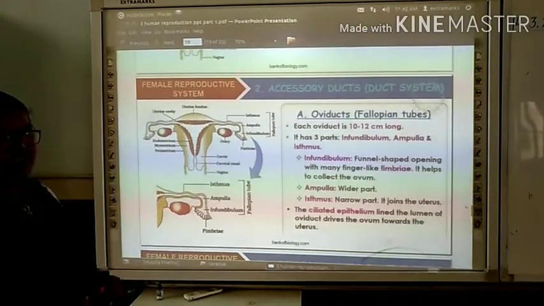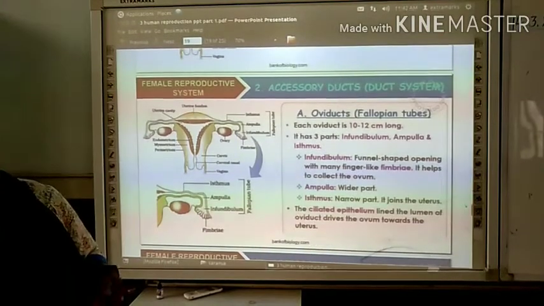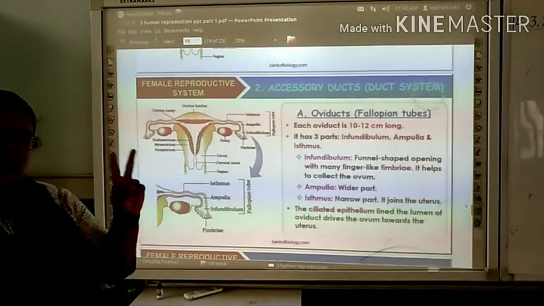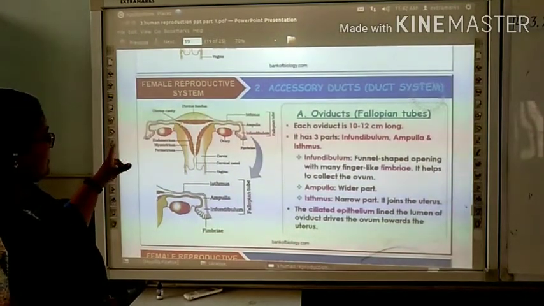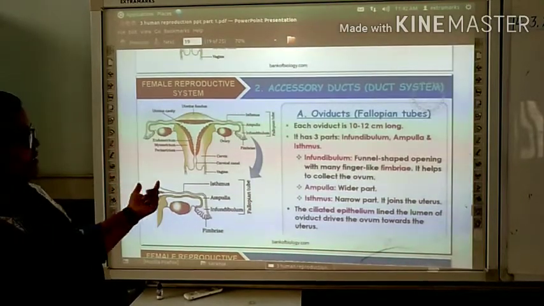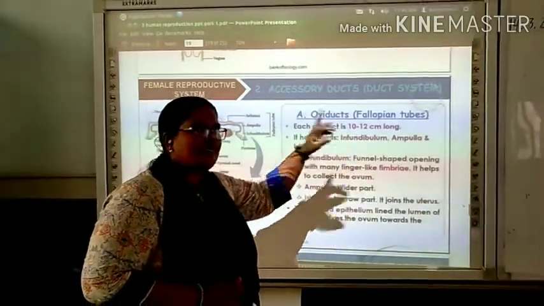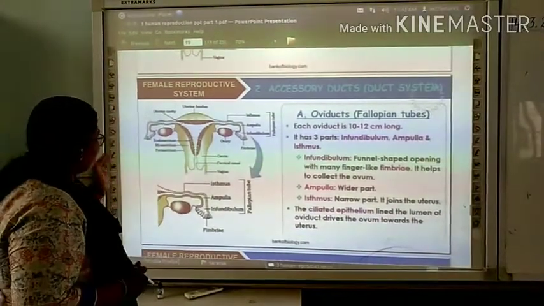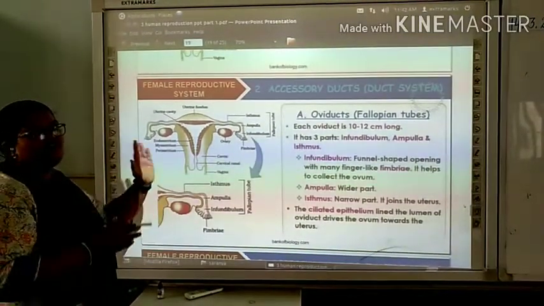First one, the oviducts. We already said there will be a pair of oviducts, that means two fallopian tubes. Each oviduct is about 10 to 12 centimeters in length. And this fallopian tube is divided into three parts.